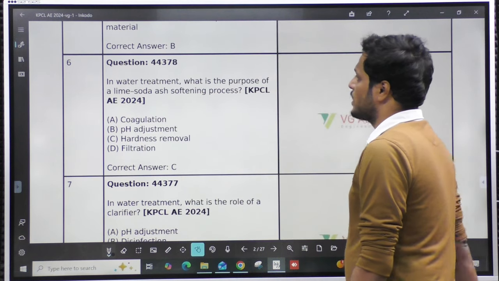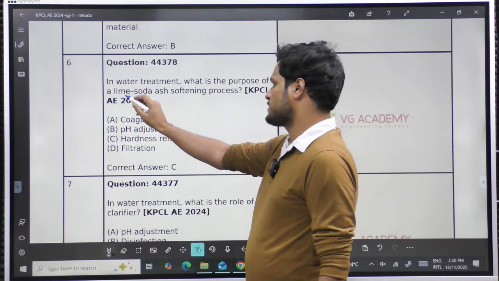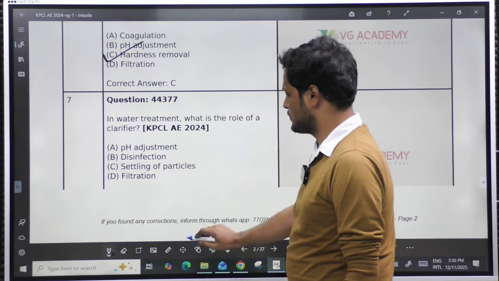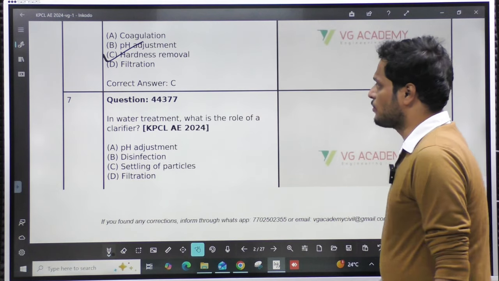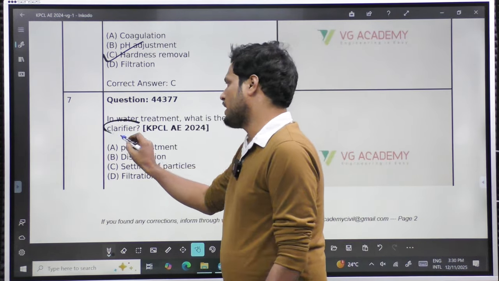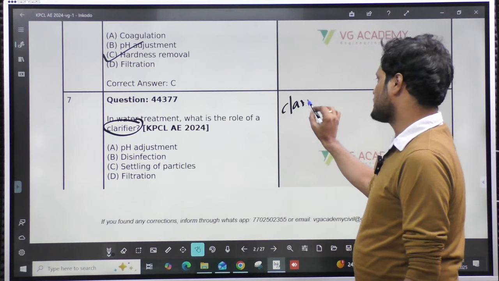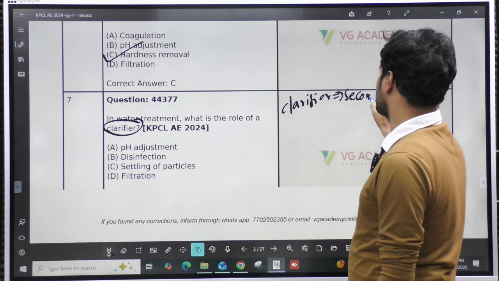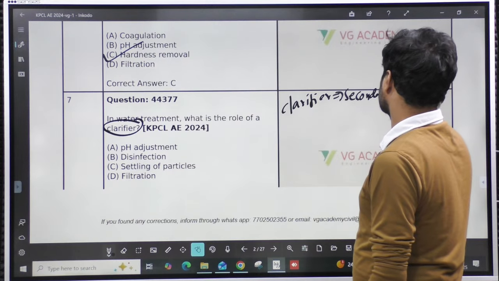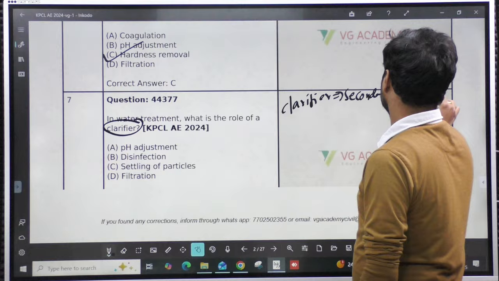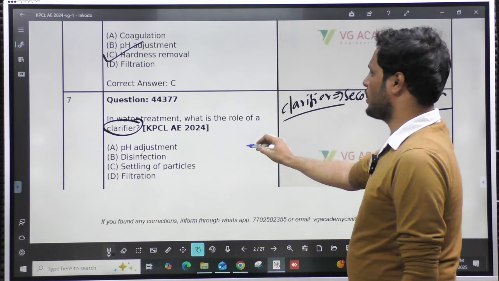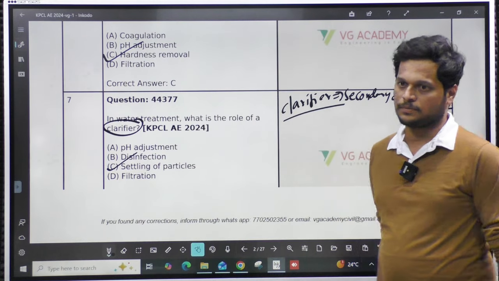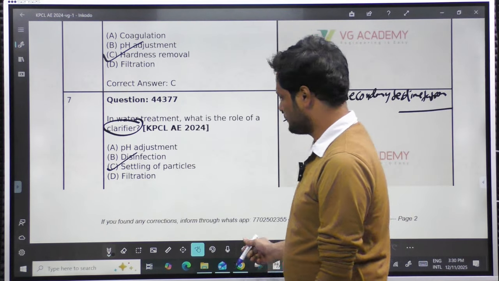In water treatment, what is the purpose of lime soda? Lime soda is a miscellaneous process to remove the hardness. In water treatment, what is the role of clarifier? Clarifier means it is a part of secondary sedimentation. So in clarifier we get the clarity to the water, so it is a settling of particles.